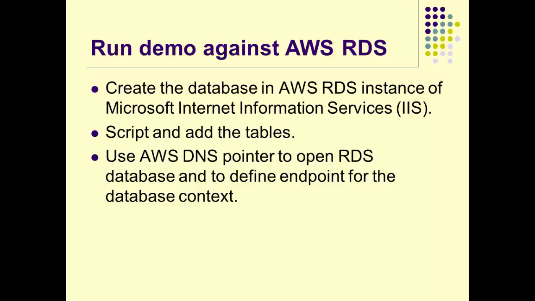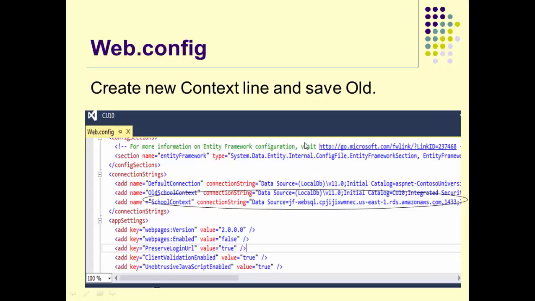The demo code included a database context to a local MDF file used for storage. After creating the tables in my AWS RDS SQL Server instance, I modified the web.config file in the project to point to the AWS SQL instance. The context was named School Context. I renamed it to Old School Context and created a new School Context line with the path to my DNS server and also included the port for SQL Server, 1433.